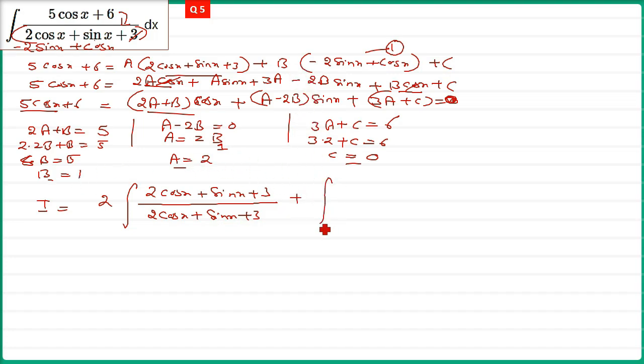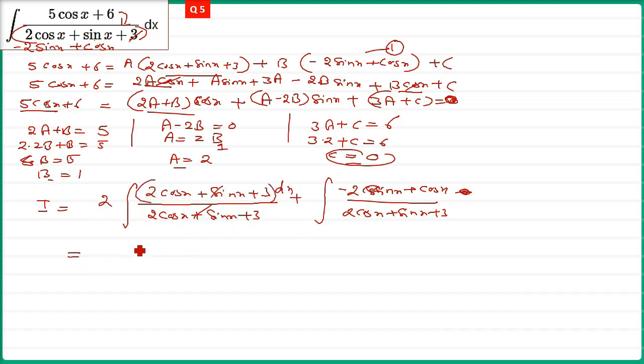Now the second term will be along with b, and since b is 1, we don't worry about that. We just write negative 2 sin x plus cos x, and the denominator will be the same, 2 cos x plus sin x plus 3. Then we have a constant, and since c equals 0, we don't write it at all. So how easy it has become. You can just cancel these two terms because they are exactly the same.